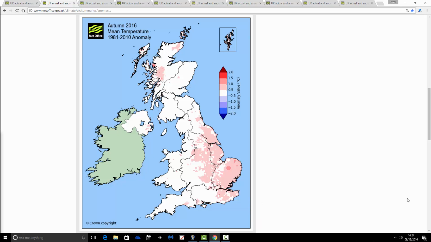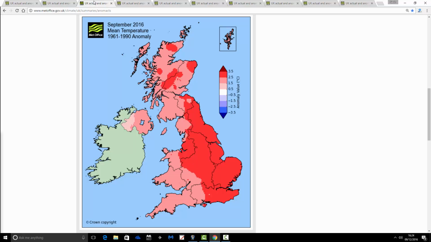However, this sort of average to above average temperature anomaly for this autumn does mask a very interesting and quite unusual autumn that has occurred. So I'm going to run you through the temperature anomalies on a month-by-month basis.